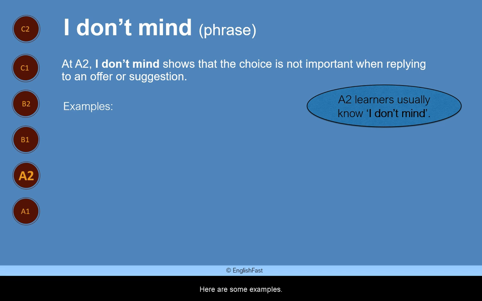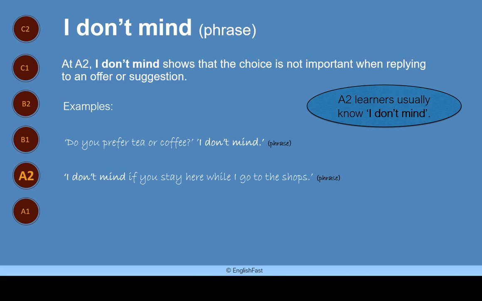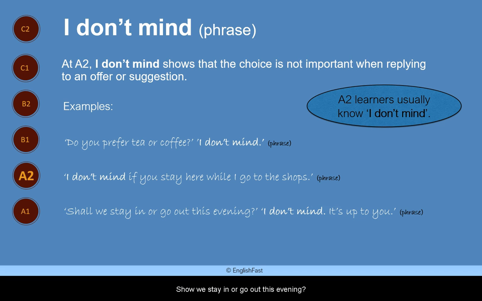Here are some examples. Do you prefer tea or coffee? I don't mind. I don't mind if you stay here while I go to the shops. Shall we stay in or go out this evening? I don't mind, it's up to you.